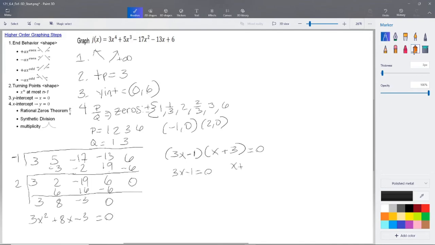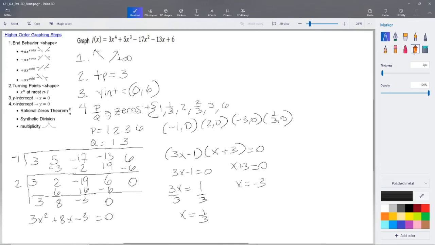and x plus 3 equals 0, which means that x is equal to negative 3, and 3x equals positive 1, dividing by 3, x equals a third. So we just found our last two zeros here, our last two solutions, our last two x-intercepts. We've got negative 3, 0, and we've got 1/3, 0. Awesome. We are finally ready to graph this now because we've got all the steps that we need.